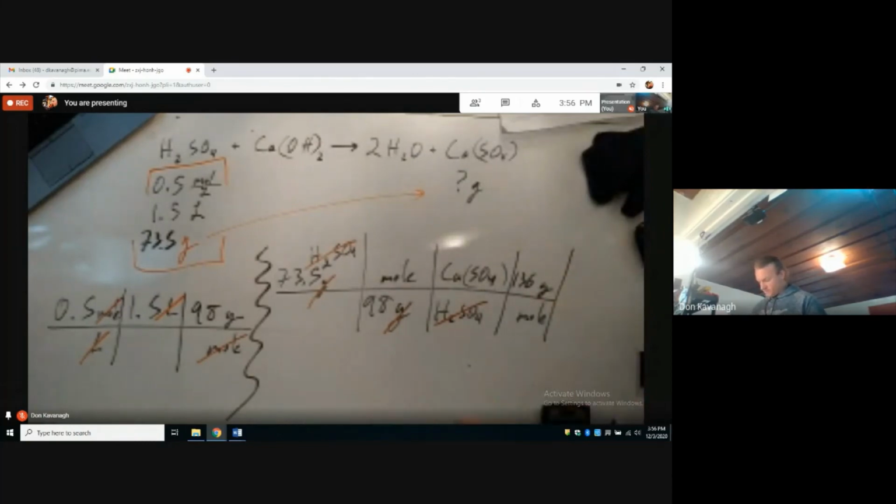Moles cancel. So in this second step, in this second scaffold, everything cancels out, and we'll solve for the grams of calcium sulfate that could be produced in this reaction.